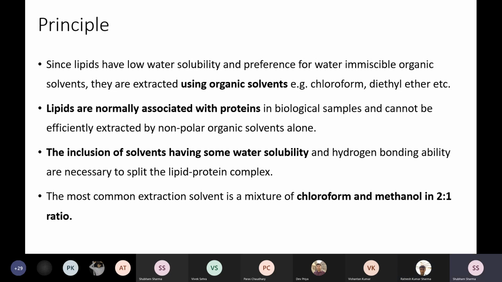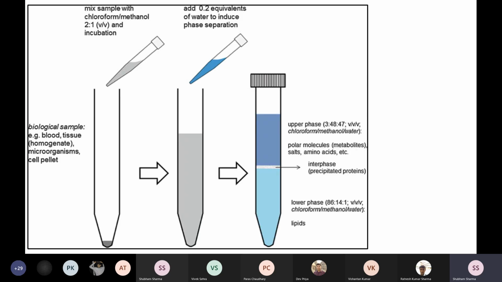Okay, so lipids. Let's go to the next slide. Here we have demonstrated the basic structure, how the extraction takes place. First of all, we will take a biological sample. It can be blood, tissue, microorganism, or cell pellet having lipid. In this experiment, we have used the egg yolk.